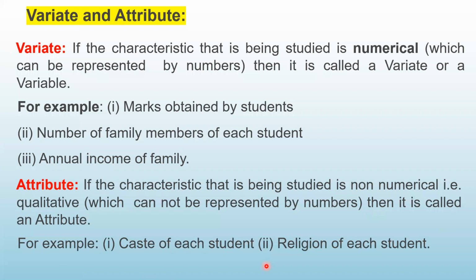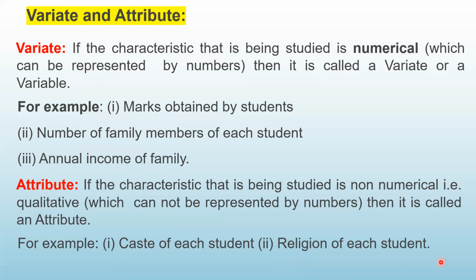So attribute का मतलब क्या है? ऐसा characteristic जिसको हम नंबर के रूप में नहीं देख सकते, that is called an attribute. For example, caste of a student. अगर मैंने पूछा कास्ट क्या है, तो आपका आंसर ऐसा नहीं होगा कि मेरा कास्ट 1 है या 2 है. You will write your caste, ना? It is general category or scheduled caste or scheduled tribe, or OBC. So इसका जो आंसर होगा, it will not be in the form of numbers. So this is called an attribute.